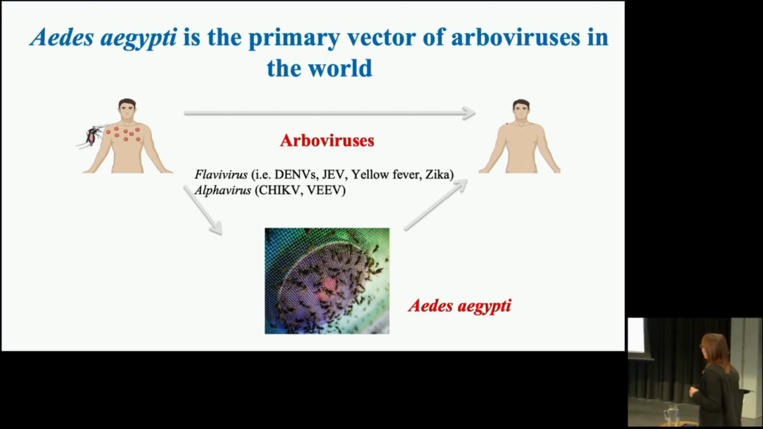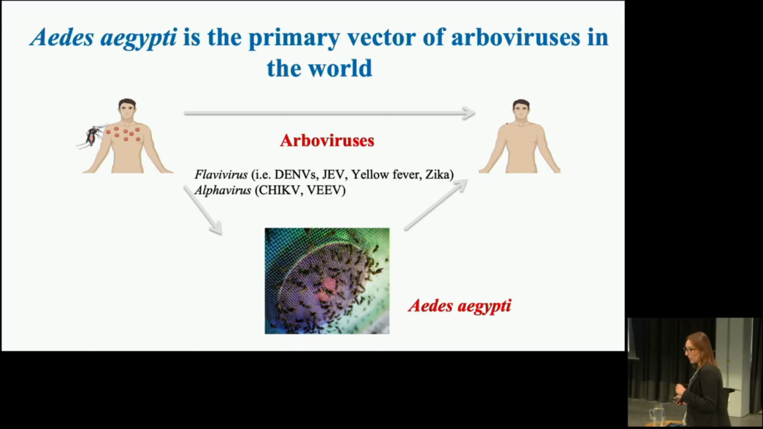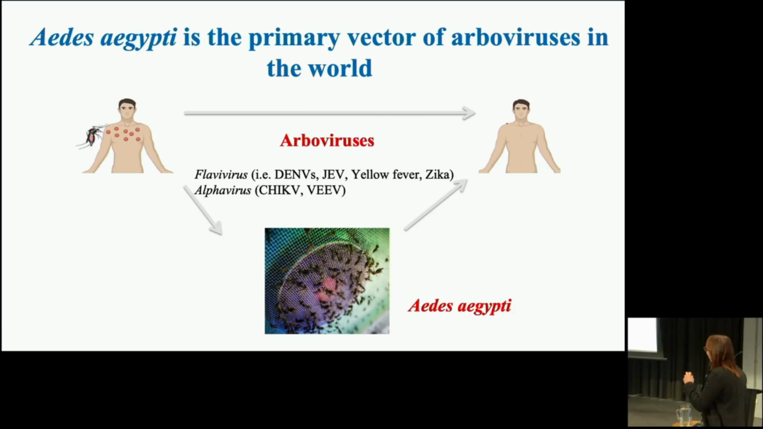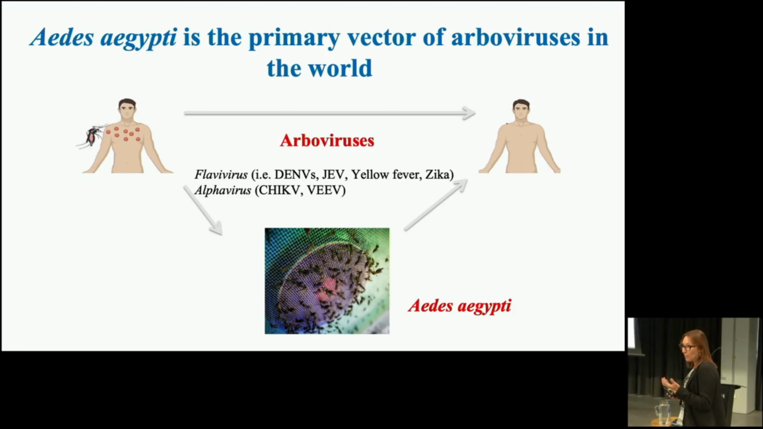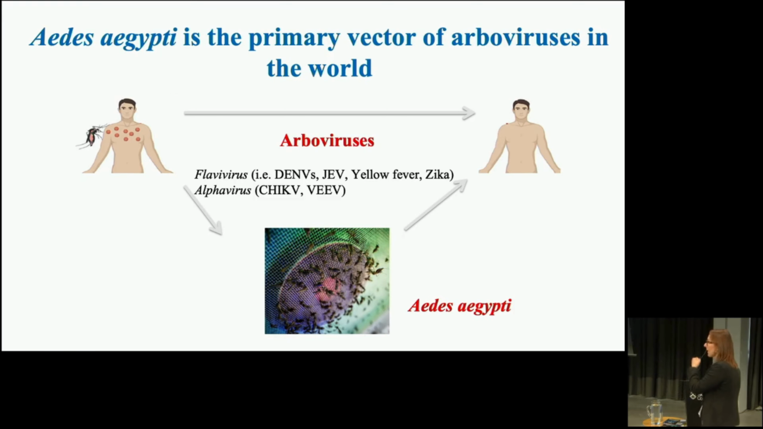So the focus is Aedes aegypti. Aedes aegypti is the primary vector of arboviruses in subtropical and tropical regions of the world. And how the cycle works, it depends on the female's requirement for blood from a vertebrate host. So the females feed on a host that is infected, they pick up the virus and then they transmit the virus to a new host during a subsequent blood meal.